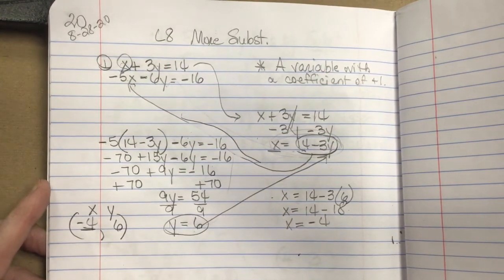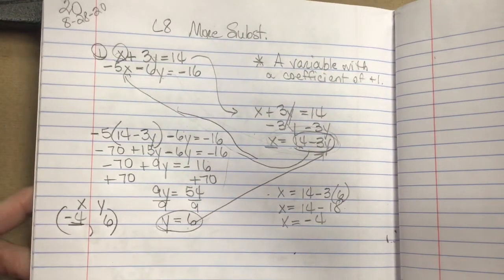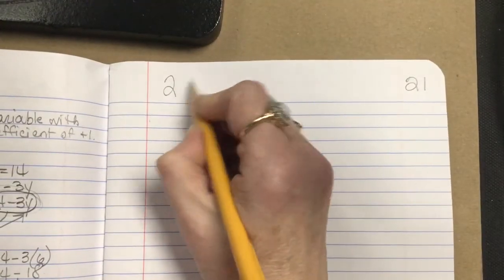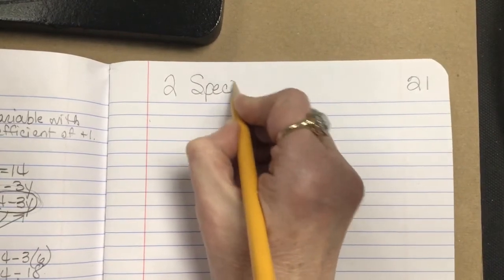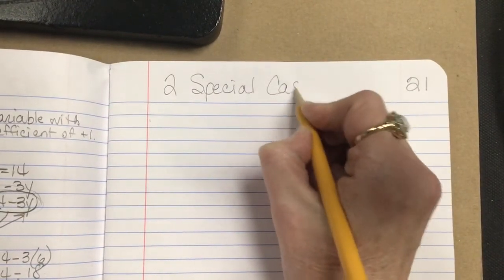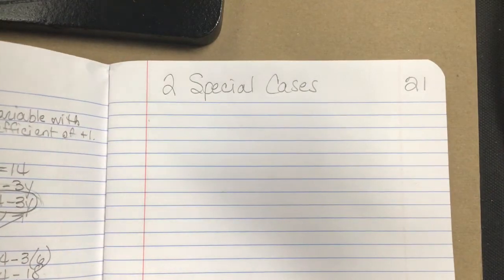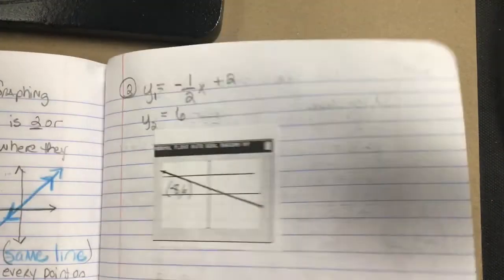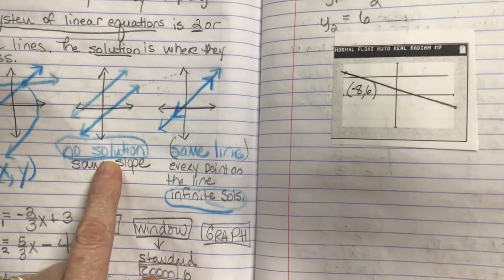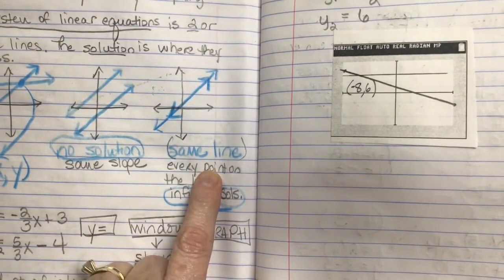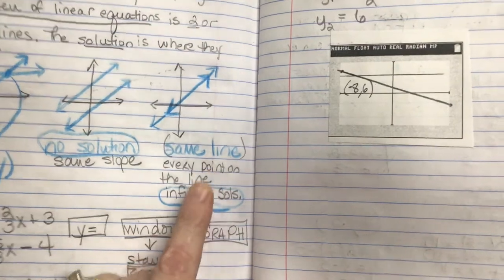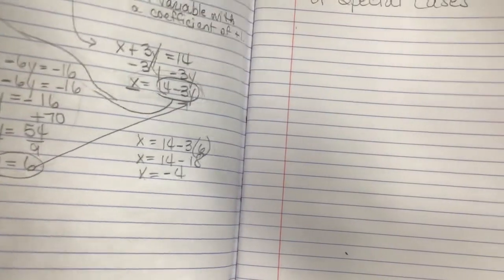Now we've got the 2 special cases, so we're going to go to page 21 and do those. So on page 21, everybody got that copied? Good to go? We're going to write 2 special cases. And something is going to happen every time in both of those. And when we get through with them, one of them is going to be no solution, and one of them is going to be infinite solutions. When you write it down, you won't see any difference.